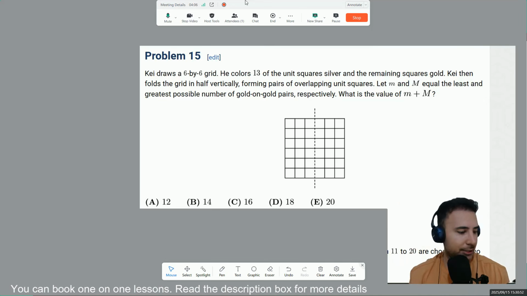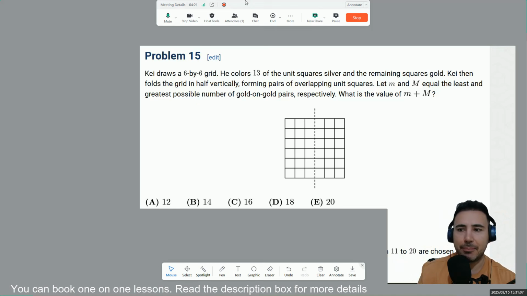If you can visualize it and understand the problem, it's a simple counting question, really. When that happens, they form pairs of overlapping unit squares. Now let lowercase m and capital M equal the least and the greatest possible number of gold on gold pairs, respectively. Okay, so let's explore the problem better.